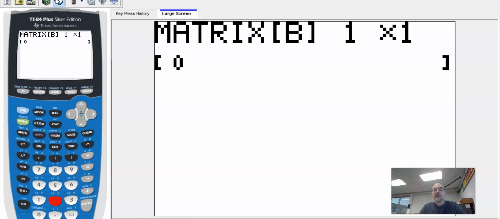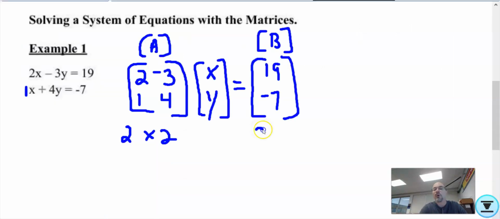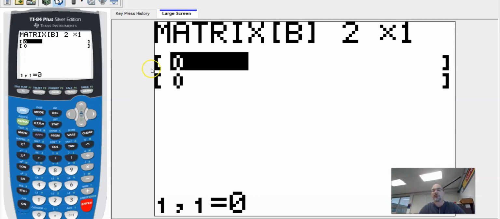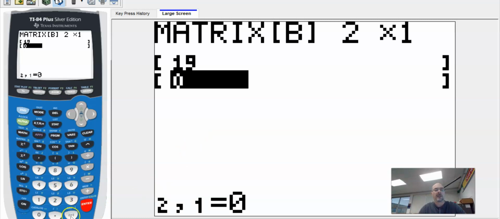Now, this is 2 rows by 1 column. Rows, it goes rows by column, folks. Rows, columns. So 2 rows, 1 column. And if you type it and it doesn't look right, well, then you know. So 2 enter and then 1 enter. All right, see how we got it lined up correctly? Okay, so now we're going to go ahead and put 19 here and the -7 here.